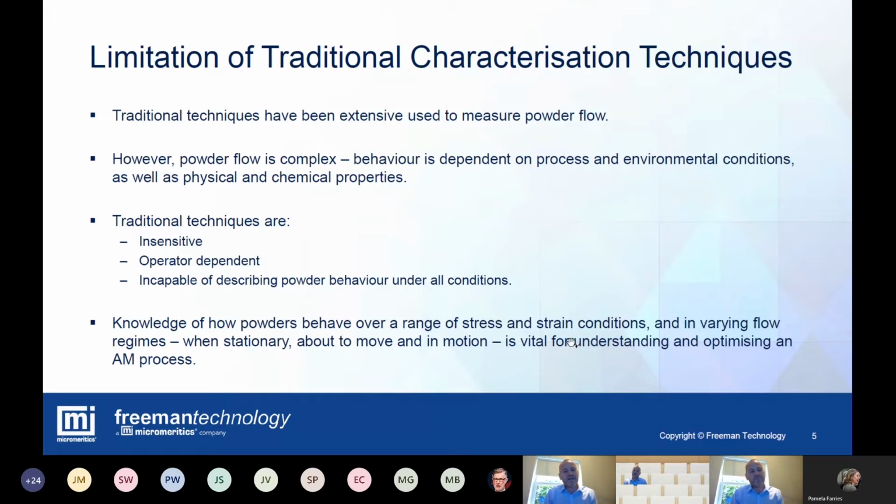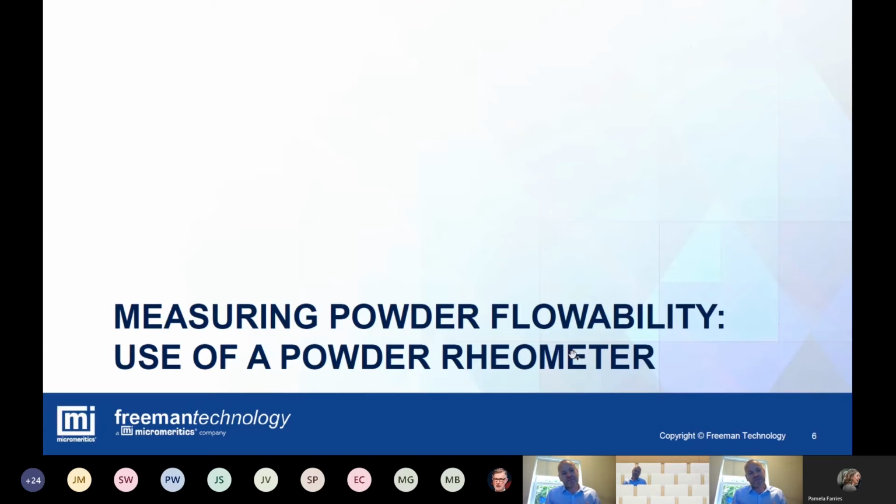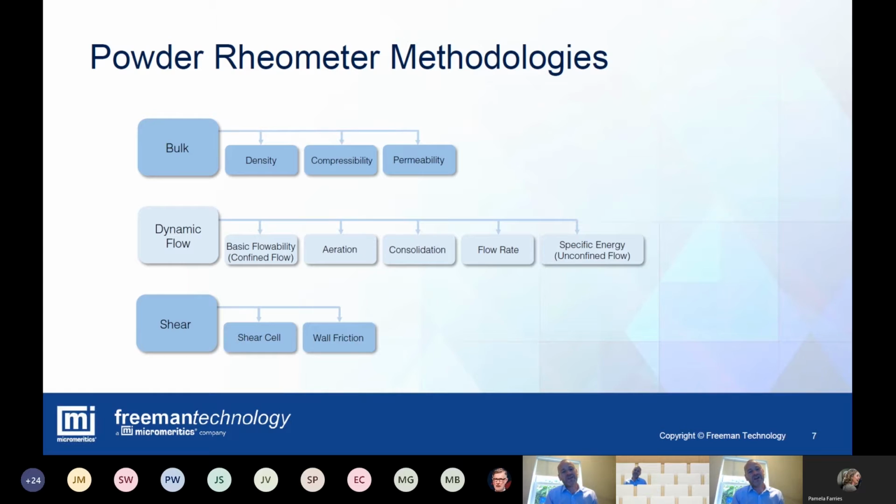Next slide, please. So one of the ways that we can address that is by looking at different techniques. In this presentation, we're going to look a bit more at powder rheology. I should have taken these title slides out, but next slide, please, Pamela. For those of you not familiar with powder rheology, a powder rheometer provides a whole collection of different test methodologies, and you can see some examples on the screen there. The idea is that they're designed to subject the powder to different flow regimes, different stress regimes. So ultimately, you can create different test conditions that simulate the conditions your powder will go through in process.